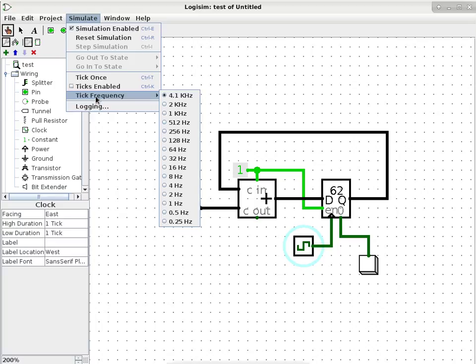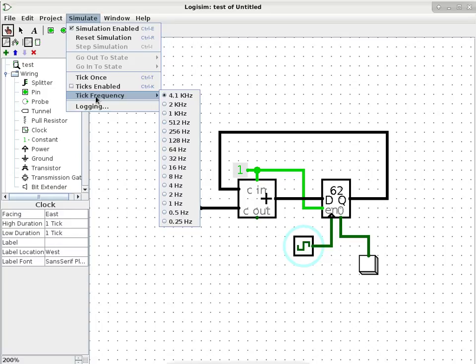What is a kilohertz? What is a hertz? What does it measure? It measures frequency, number of times per second. So 1 hertz means once every second, 2 hertz means twice per second, 3 hertz means 3 times per second. This means 4,100 times per second. I don't think my eyes can catch that, okay?